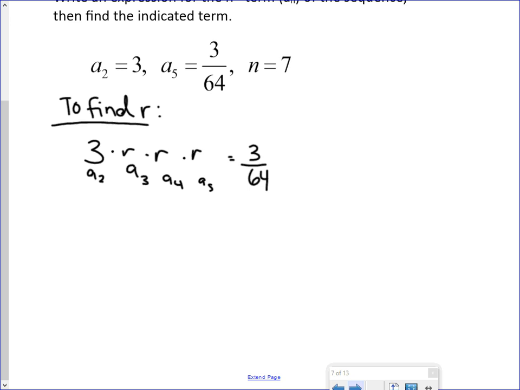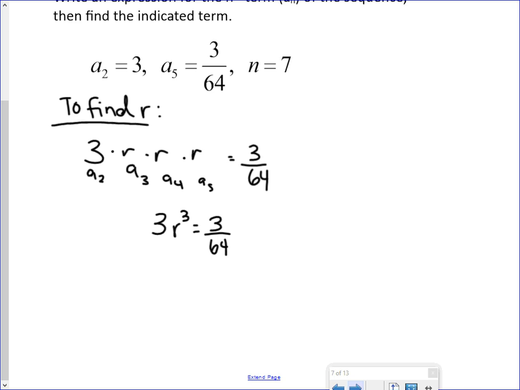If you were going from the fourth term to the 10th term, you'd be taking r times itself 6 times, r to the 6th, right? So you can kind of tell based on the difference between the numbered terms how many times you're multiplying r by itself. So I'm going to write this out as 3r cubed equals 3 over 64. Can I solve for r? Yeah.